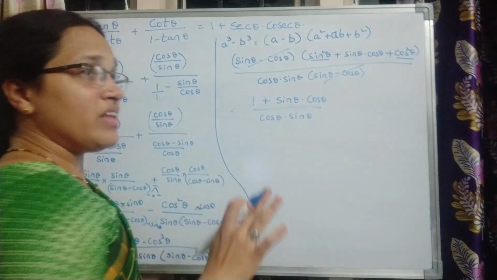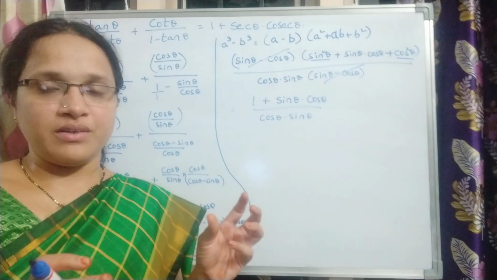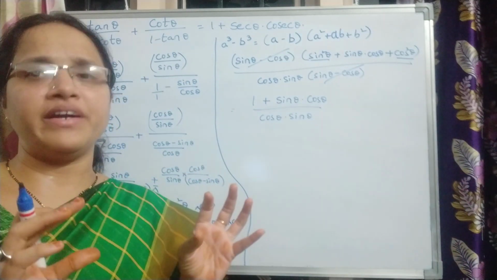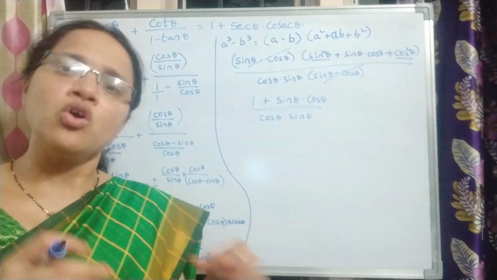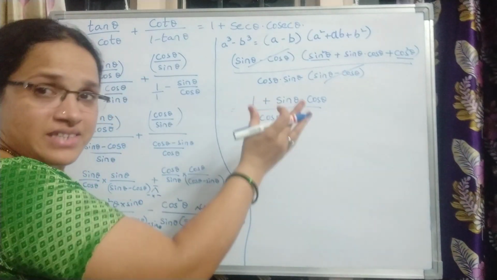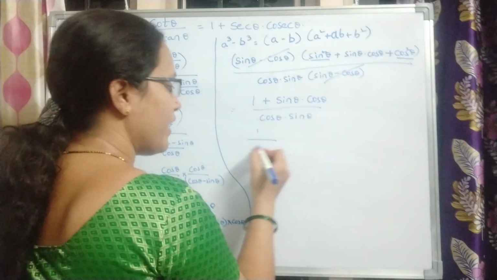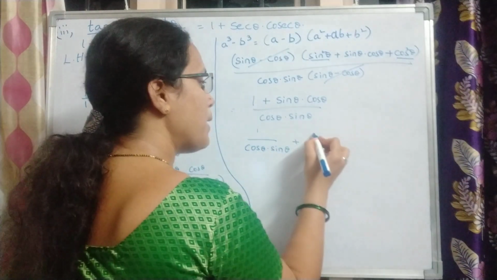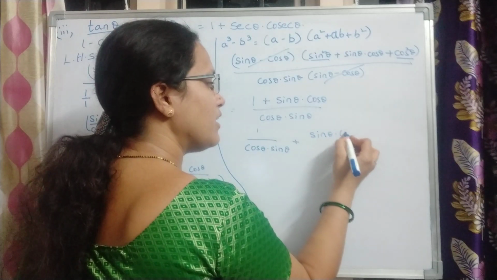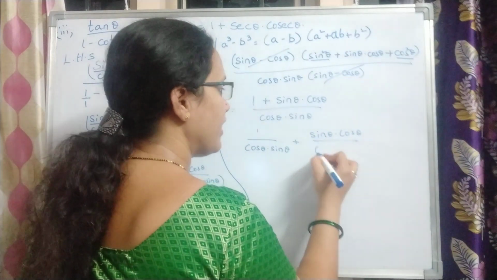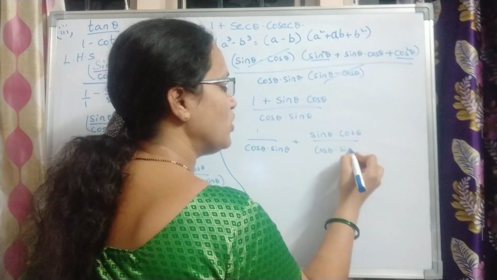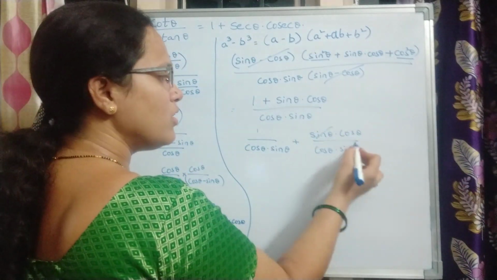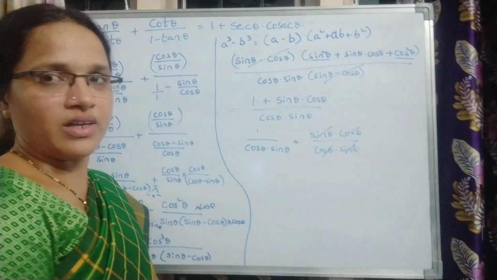Now see, when there are 2 terms in the numerator, the denominator belongs to both the terms. That means you can segregate them: 1 by cos theta into sine theta plus sine theta into cos theta by cos theta into sine theta. Now, as they are under multiplication, you can simply cancel them. There's no issue with that.